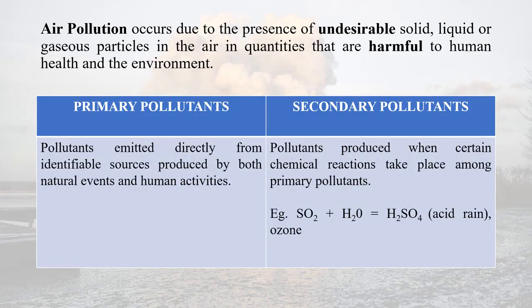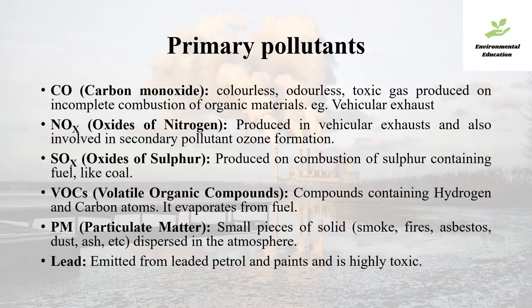Air pollution occurs due to the presence of undesirable solid, liquid, or gaseous particles in the air in quantities that are harmful to human health and the environment. Pollutants can be of two types, that is, primary pollutants and secondary pollutants. The primary air pollutants are those that are emitted directly from the identifiable sources and produced by both natural events and human activities, whereas secondary pollutants are those that are produced when certain chemical reactions take place among the primary pollutants. Example, acid rain.